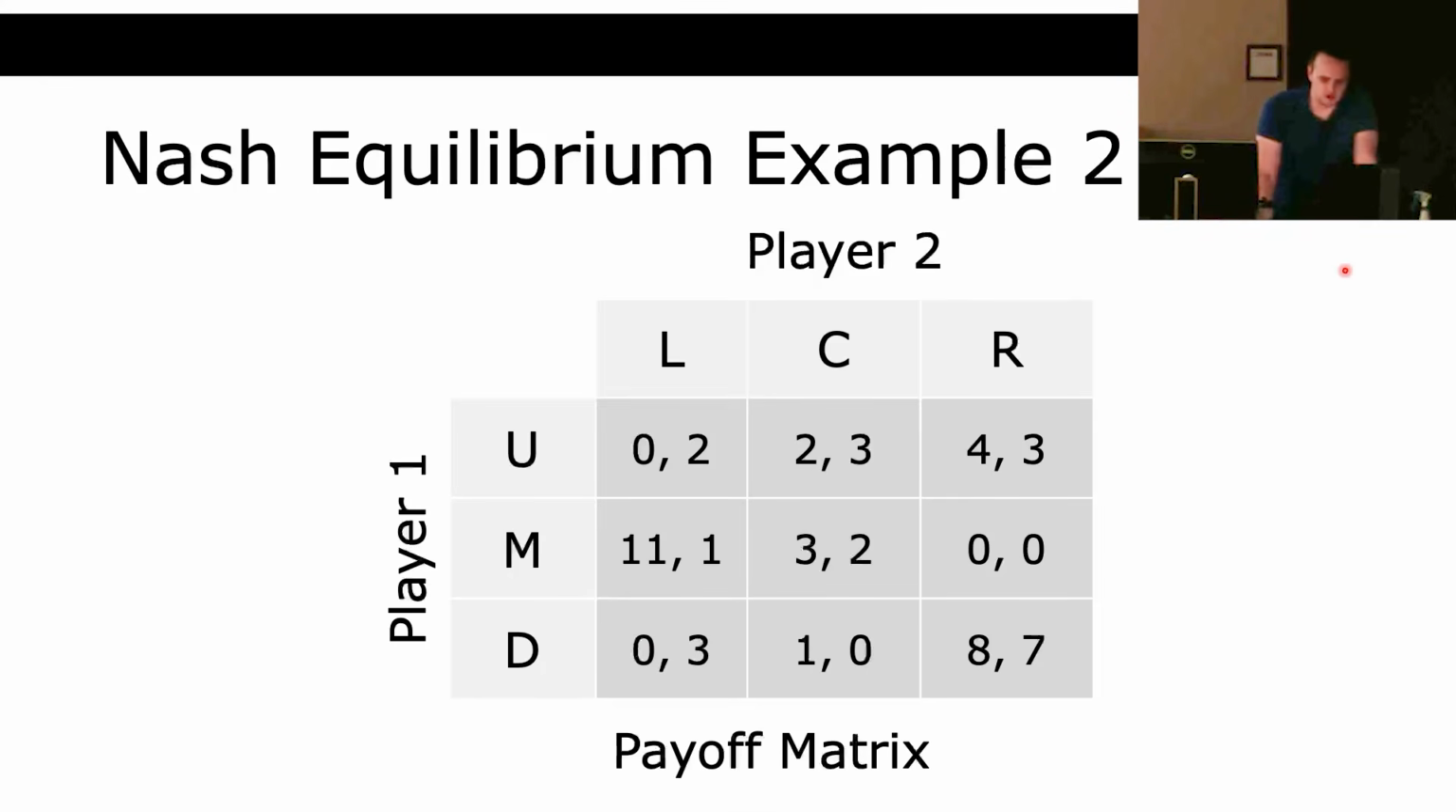Okay, best response to L, 11. Best response to C, 3. Best response to R, 8. Now we're going for player 2. Best response to up. Oh look, we actually have 2 here because C and R both have the same value. There can be multiple best responses, so make sure that you're looking for multiple best responses. Best response to M is 2. Best response to D is 7. Okay, what are the Nash equilibria?